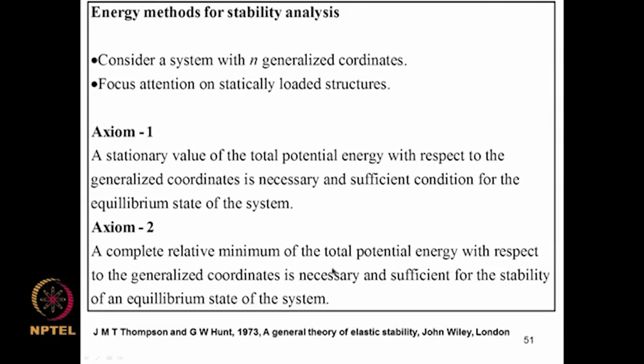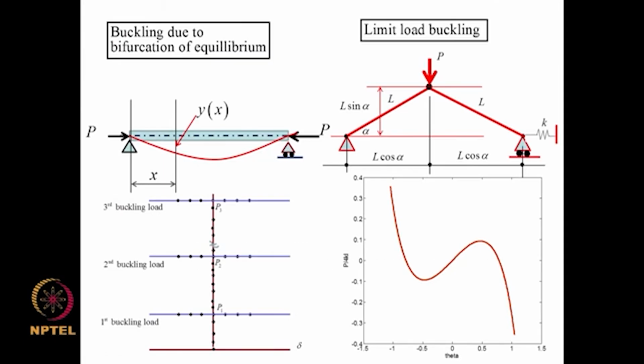The second axiom helped us to establish whether that equilibrium position is stable or not. A complete relative minimum of the total potential energy with respect to generalized coordinates is necessary and sufficient for the stability of an equilibrium state of the system. Now, based on this, we analyzed several problems. We considered specifically two problems. One is buckling of an Euler-Bernoulli beam, and we derived this load deflection diagram of P versus this transverse displacement delta, and we traced the load deflection paths, which lose their stability at certain points and they bifurcate. That is one aspect of it.